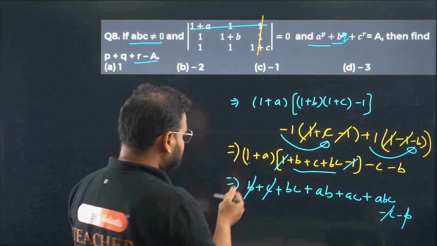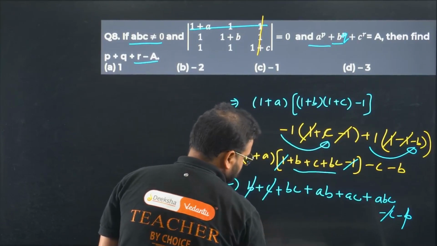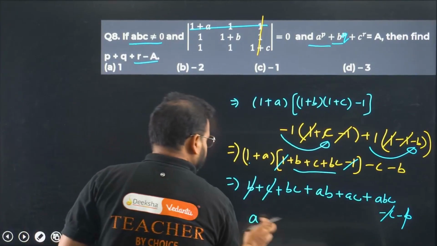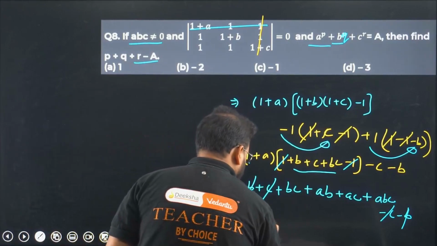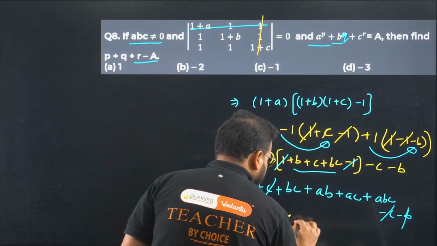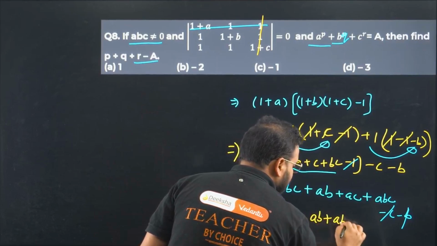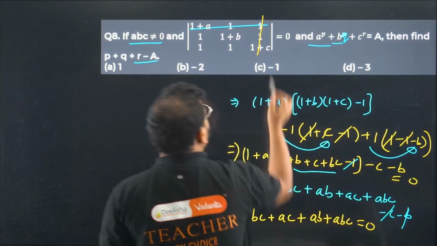Great. Now what are we getting? We are left with BC plus, excuse me, I'll write here BC plus AC actually. Check this out. I'll write here BC plus AC plus AB plus ABC equal to 0. And this is all equal to 0, right? They've given that equal to 0.